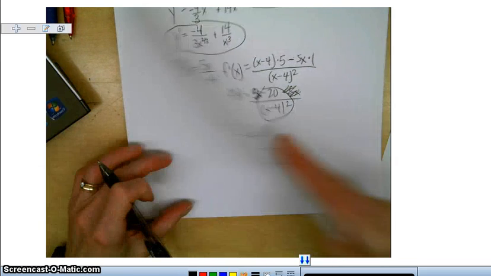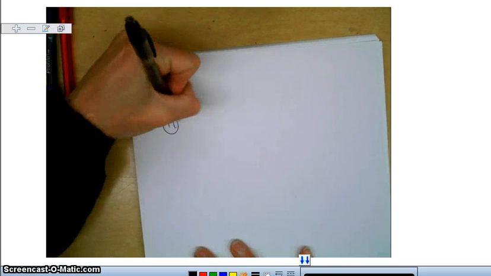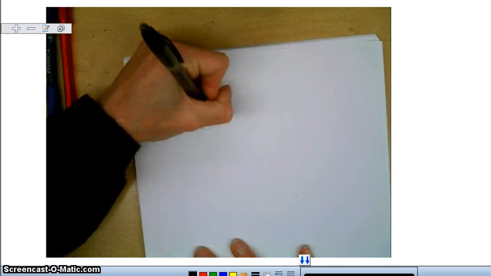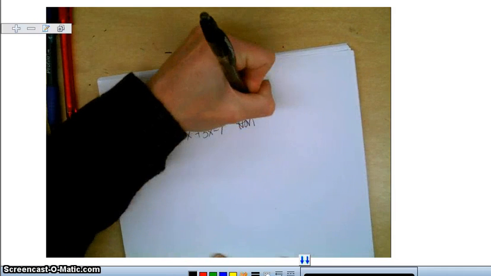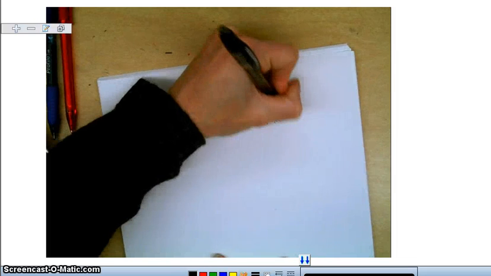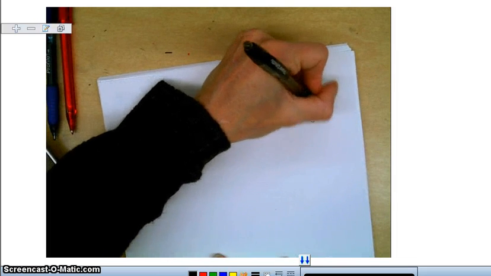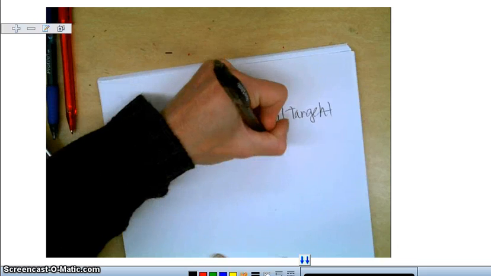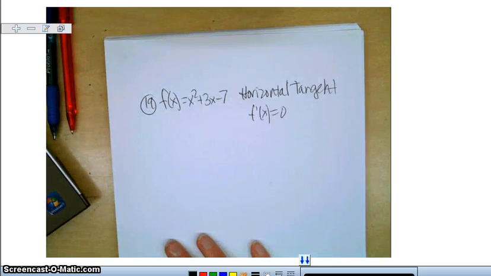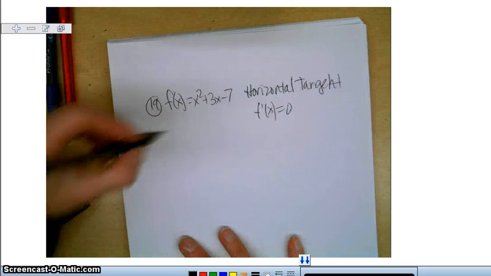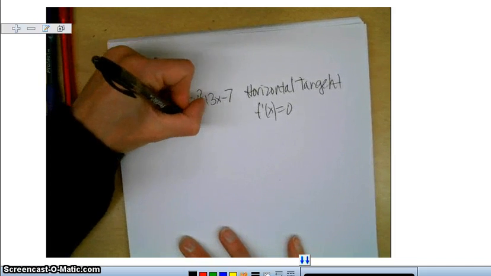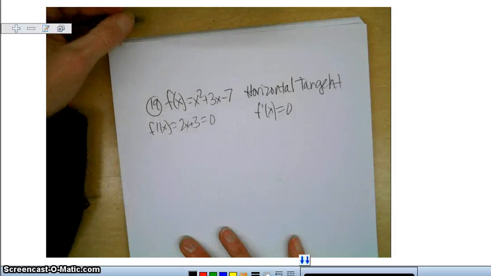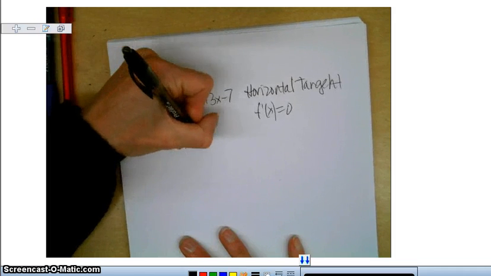All right, number 19. Find the values at which this function, f of x equals x squared plus 3x minus 7, has a horizontal tangent. Horizontal tangent from your notes is where the derivative, f prime of x, equals 0. So I'm going to find the derivative, and that's 2x plus 3. I'm going to set that equal to 0. It's going to give me x equals negative 3/2.